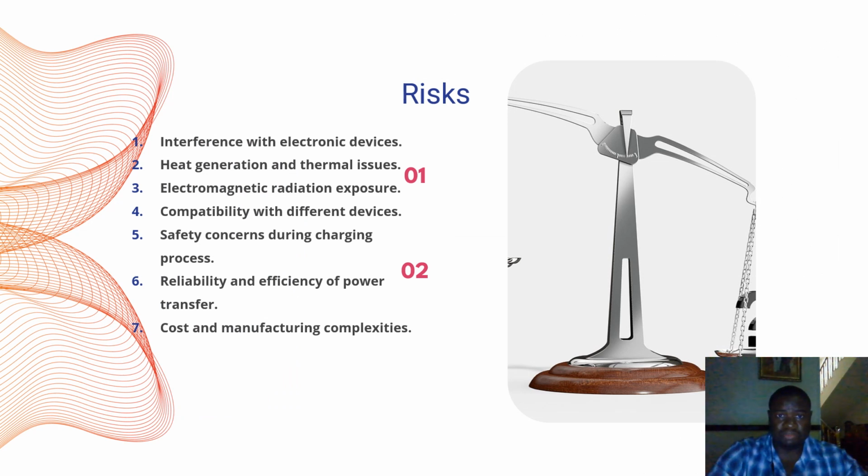The first risk is interference with electronic devices. Number two, heat generation and thermal issues. Number three, electromagnetic radiation exposure, very important. I think it's important for any device you want to use. You have to be careful if it has some radiation exposure. The compatibility with different devices, very important. Safety concerns, as said, reliability, and the cost, of course, the cost and manufacturing complexities. Moving on.